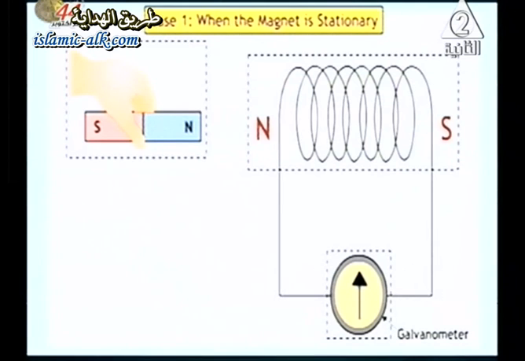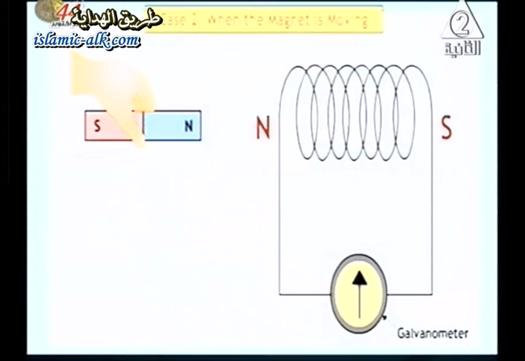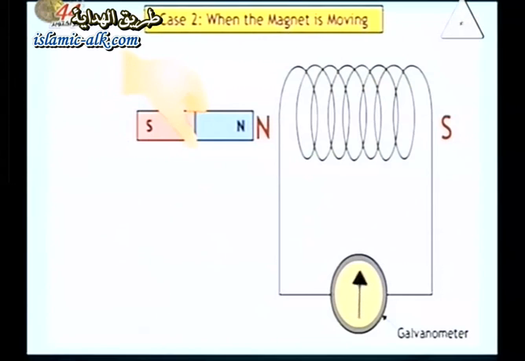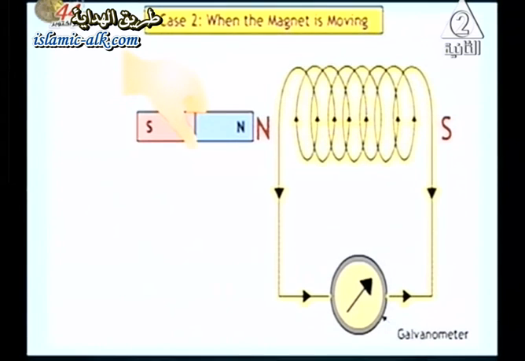A magnet is held at rest close to one end of the coil, and no current is observed to flow in the coil. This happens when the magnet is stationary. When the magnet is moved, pushed, plunged into the coil, the galvanometer needle swings to one side, indicating that a current is flowing in the coil.